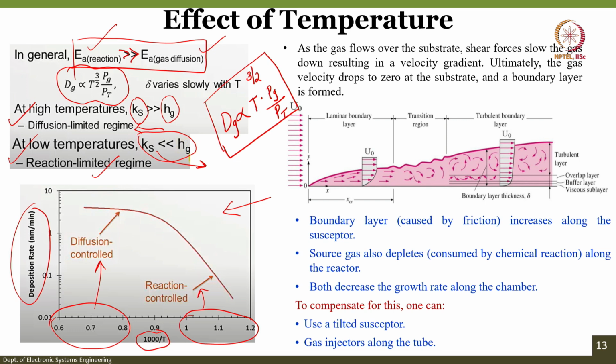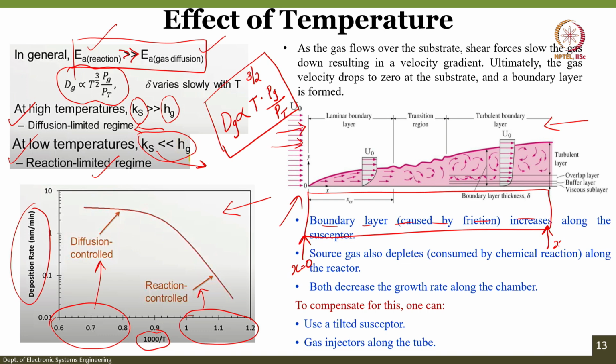Then there is another concept. For example, consider this particular figure. This is a CVD chamber, and the figure shows how the gas flows across your substrate placed in the chamber. This is the point at which the precursor molecules are taken inside the chamber, so this is x equal to 0, and this is x equal to L, where L is the length of your CVD reactor, or the length of the chamber in which you have kept your substrates.